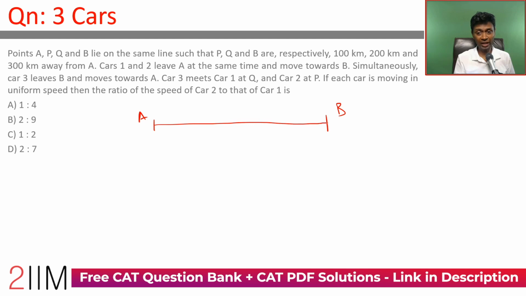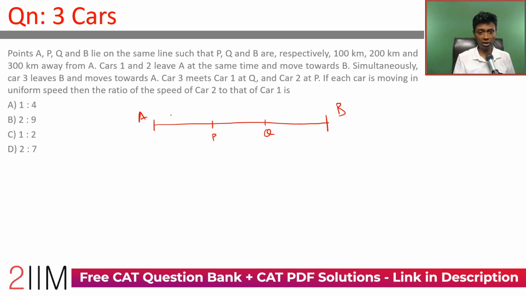And so that part is not explicit. B is farthest away, 300 kilometers. P and Q are 100 kilometers away. They lie on the same straight line. I'm going to assume that they are in this order. 100 kilometers, 200 kilometers, 300 kilometers. I'm going to assume that P and Q are in between A and B. It seems like a reasonable assumption.